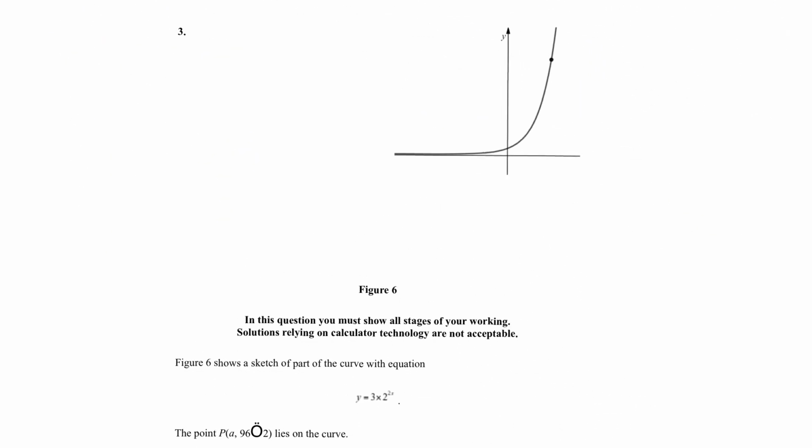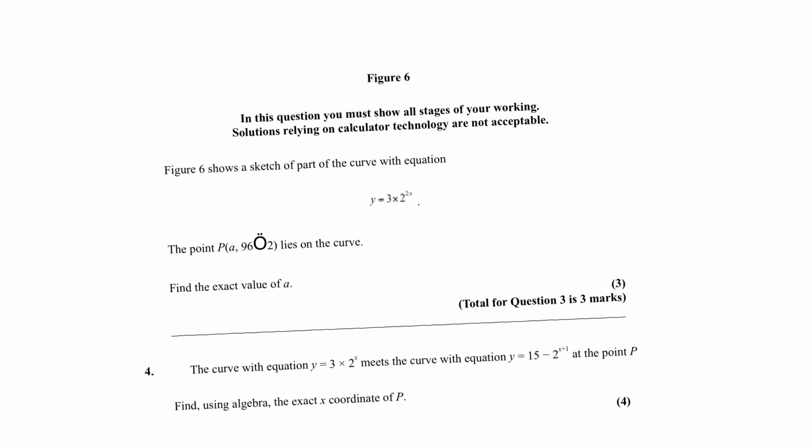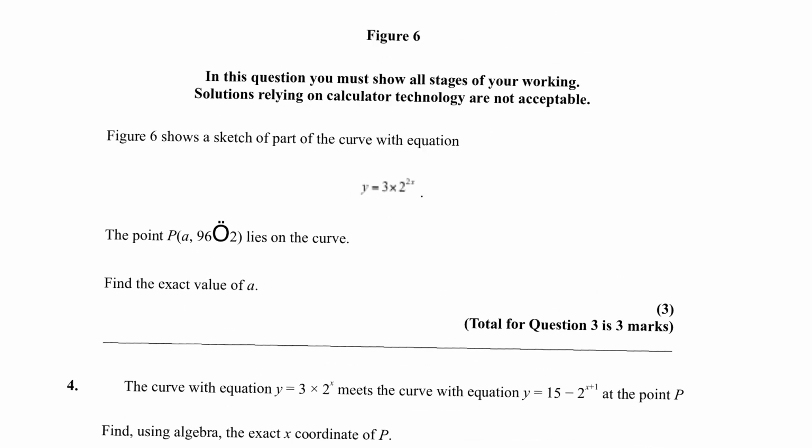Alright, so question 3 says, figure 6 shows a sketch of part of a curve with the equation y is equal to 3 times 2 to the power of 2x. So I'll rewrite that. Then it says that point P, which is (a, 96 root 2), lies on the curve and it wants us to find the exact value of a.